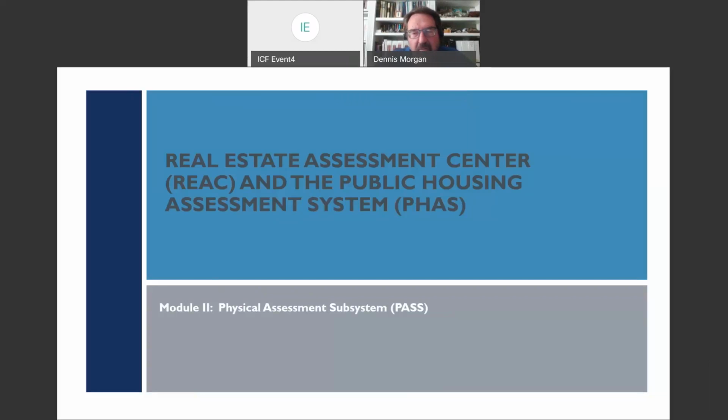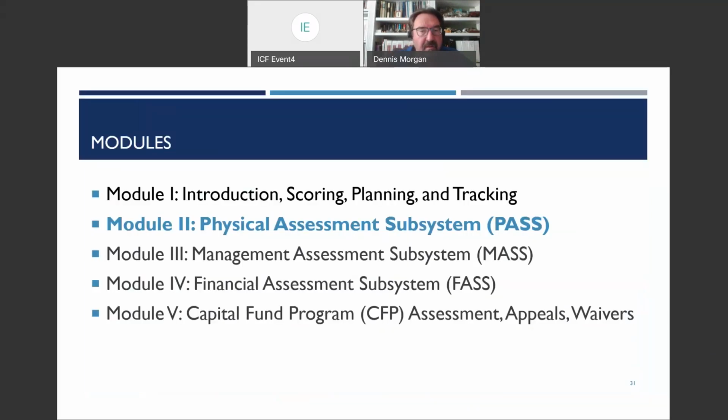In the first module, we focused on the introductions of the particular protocol, and this is the second module where we're going to go deep into the world of the physical assessment subsystem, better known as PHAS. And it's an important piece of the PHAS scoring system because this one is worth 40 points.